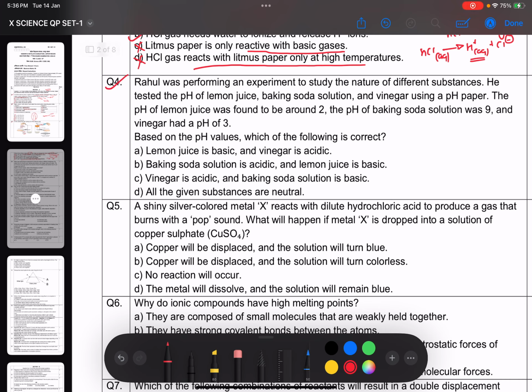Okay, so we are moving to question number 4, which says Rahul was performing an experiment to study the nature of different substances. He tested the pH of lemon juice, baking soda solution and vinegar using a pH paper. The pH of lemon juice was found to be 2, baking soda solution was 9 and vinegar had a pH of 3. Based on the pH values, which of the following is correct?